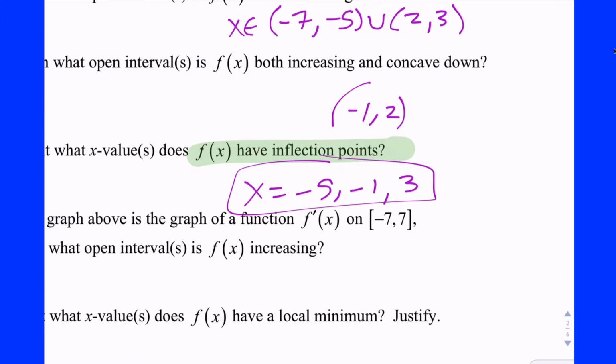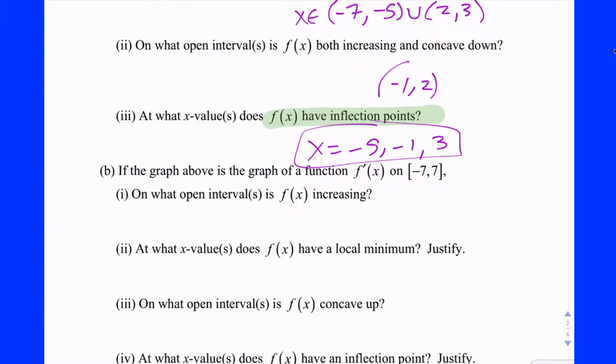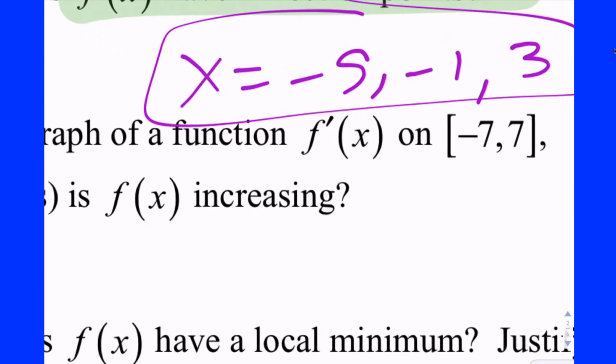Not so bad, right? It's always a little bit easier when you have the graph. If the graph above is now the graph of f prime, oh boy, that changes things.